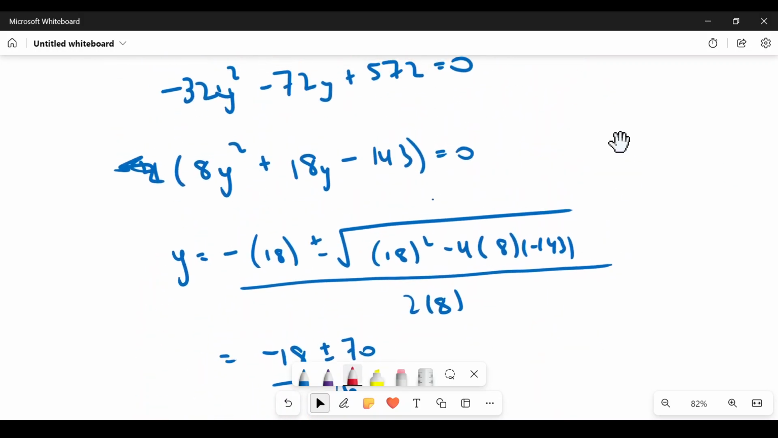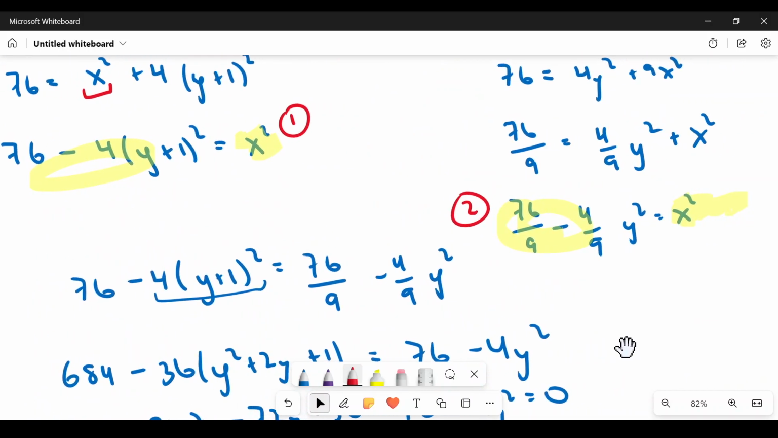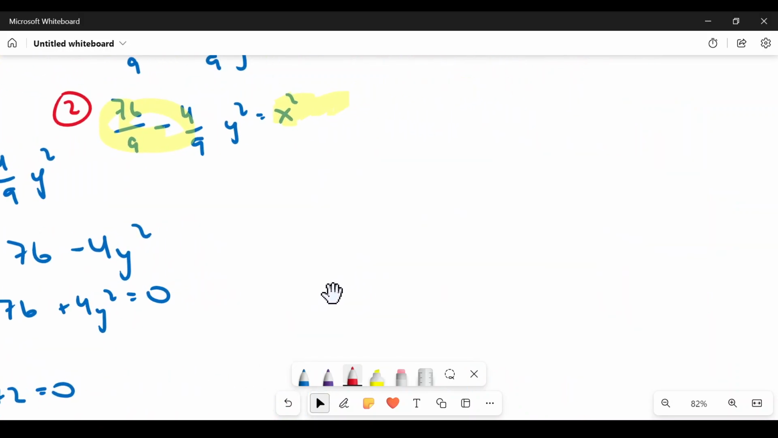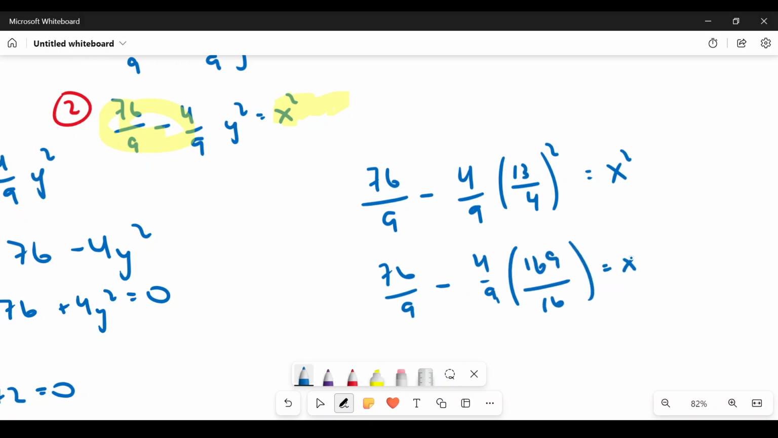And now that I know y, I go up here, take either equation 1 or equation 2, and solve for x. So let's take equation 2. So 76 over 9 minus 4 over 9 y squared equals x squared. And we just discovered that y was 13 over 4. So good, I almost forgot the squared. Good thing I didn't. So this is 169 over 16 equals x squared.